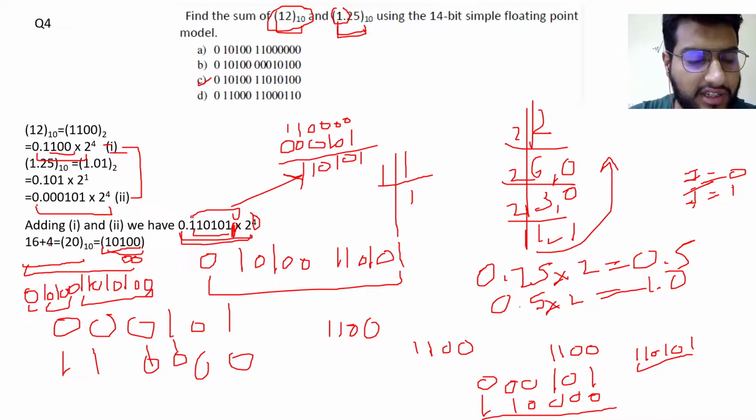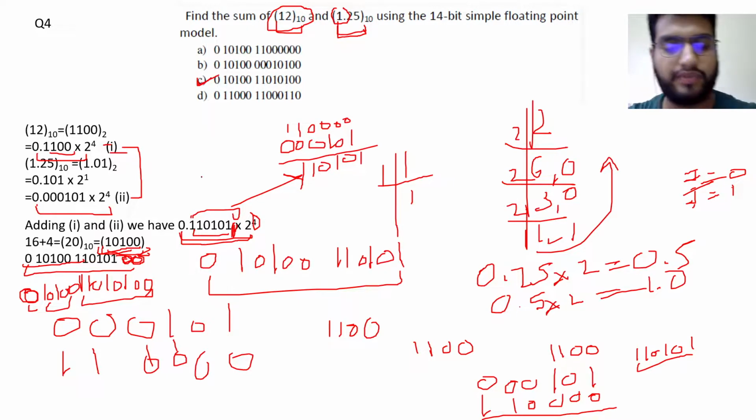Now I have to add 16 to this 4. It will be 20, and 20 is 10100 in binary. So my final number will be first the sign, that is positive, 0, then the exponent 10100, and then the mantissa, that is 110101. So this comes out to be 12 bits. I add two more zeros here, and I finally get the answer, that is option C.